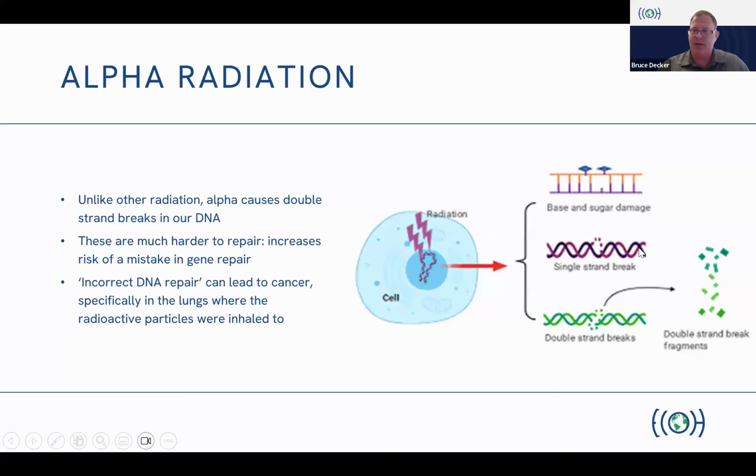So up on the top here, you can see 1 or 2 little breaks. And then the DNA can find a way to heal itself. We have mechanisms that heal it. But when the alpha particle hits it, it causes double strand breaks. So it snaps that ladder clean in half and it creates a whole bunch of smaller fragments. So as your body's trying to repair it, there's a much greater chance of that repair being incorrect and resulting in a cancerous cell. So that's why alpha radiation inside your lungs is a big concern.